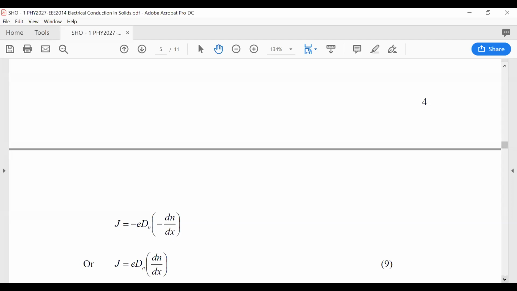I'm going to pause for a moment there, and then we'll come back to putting the drift and diffusion current together in a little bit.